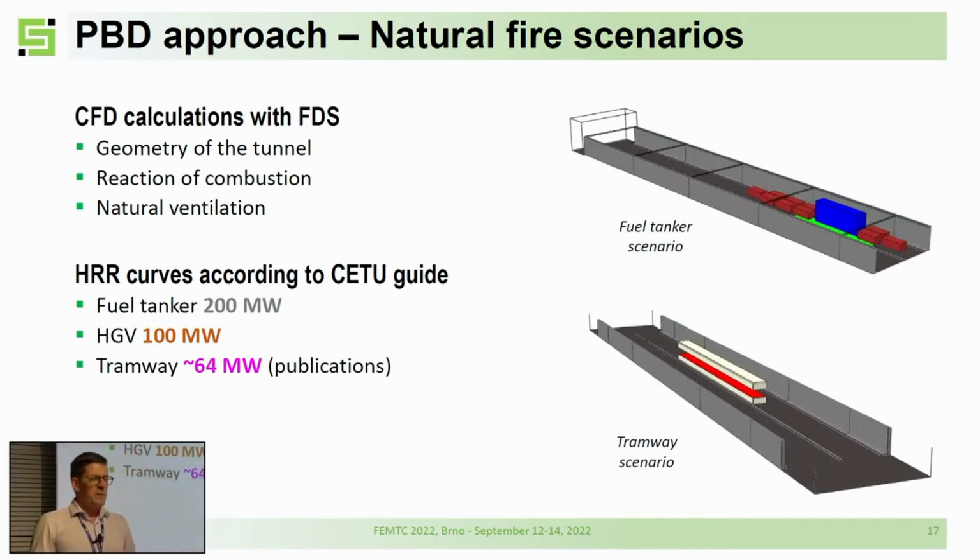To do further with the analysis, we have made an FTS model. It's about 90 meters long, a 600,000-cell model with a few meshes. And we have put the RR curve into the model for 164 megawatts.